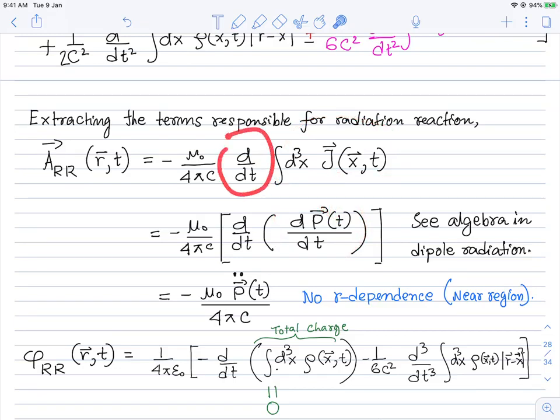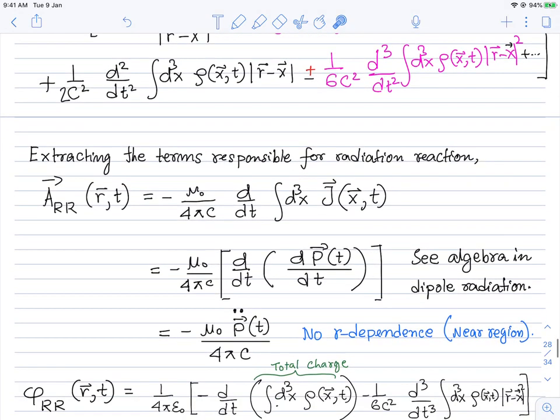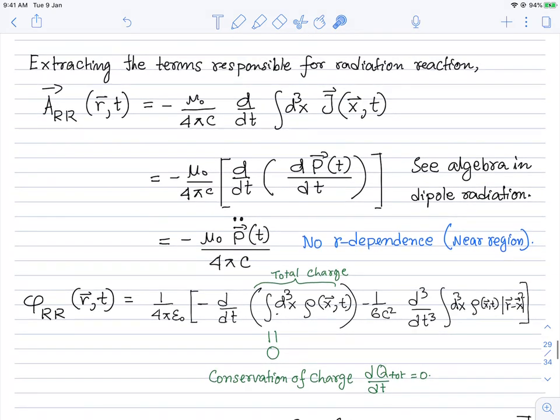Okay, and then there is this additional time derivative outside, which came from the fact that we did the time expansion, right? Taylor series expansion in time. Okay, so then we can now see that the leading order term in the vector potential is a double time derivative of the dipole moment, and there's no R dependence here, quite fascinatingly.